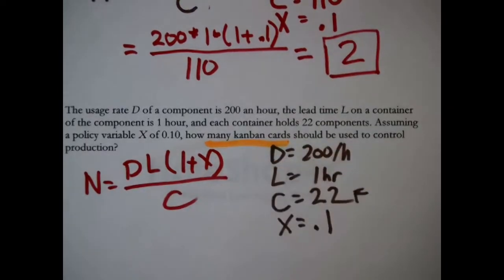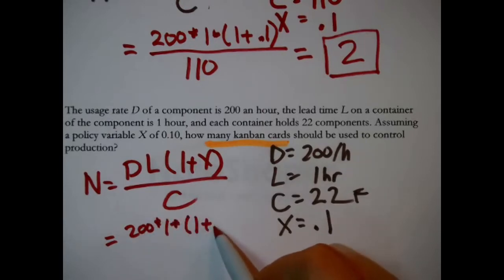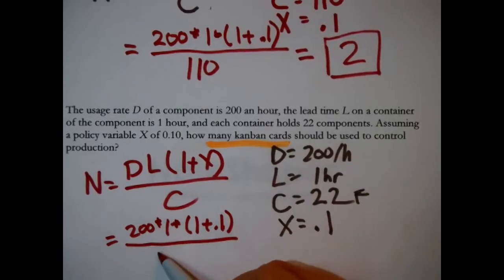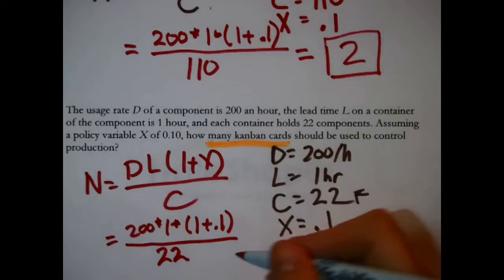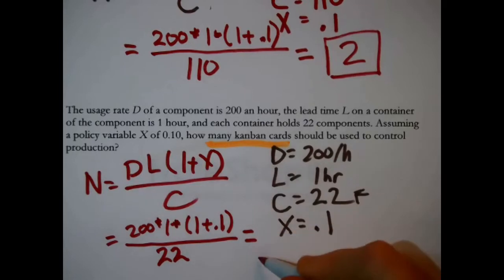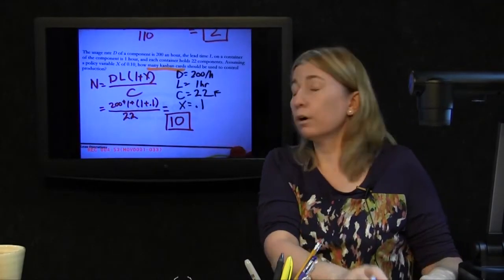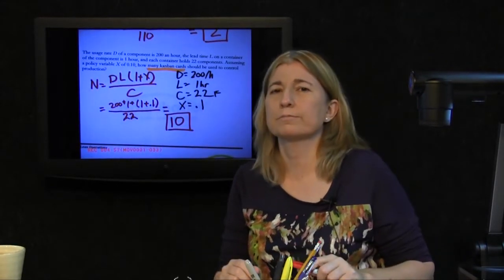So I'll just fill out the formula again. That's 200 times 1 times 1 plus 0.1, or 1.1, divided by, only the denominator changed from last time, 22. That comes out to 10 even. The answer is 10 cards, 10 Kanbans.